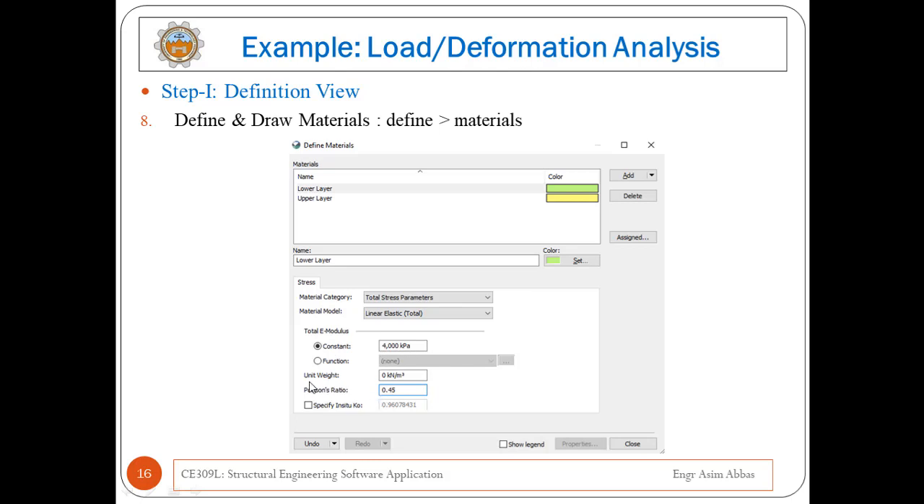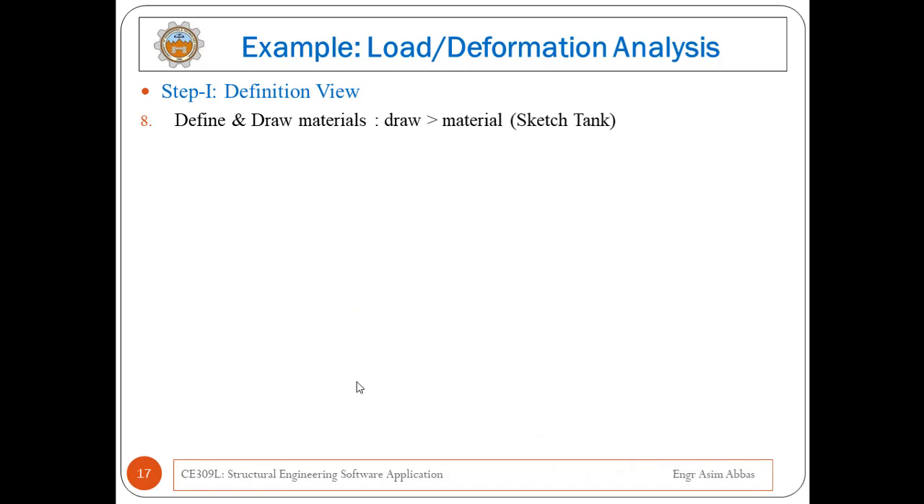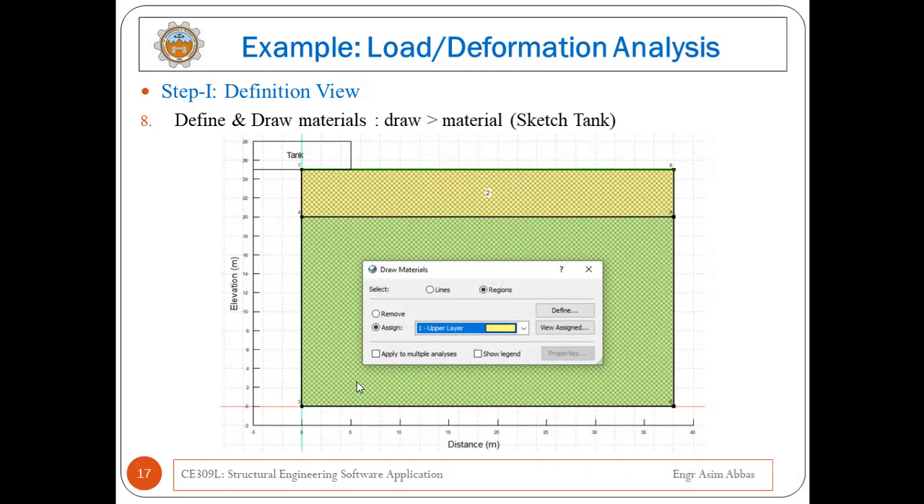So I will keep unit weight equal to 0. Similarly, I will enter the elastic modulus E value and Poisson ratio for the upper layer as well. Then I will draw material. For that, go to draw, and then click on the material. So this draw material window will appear.